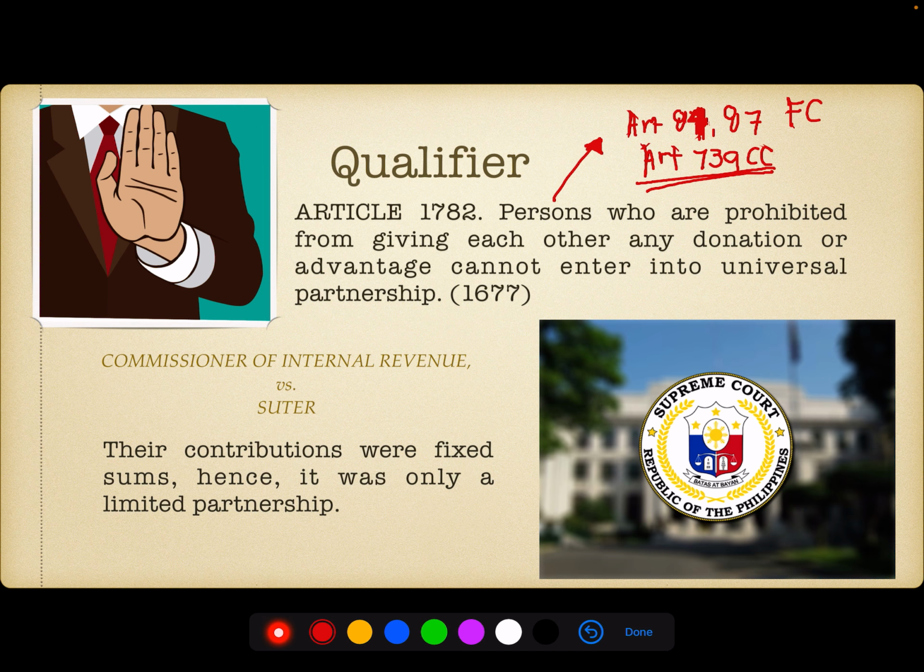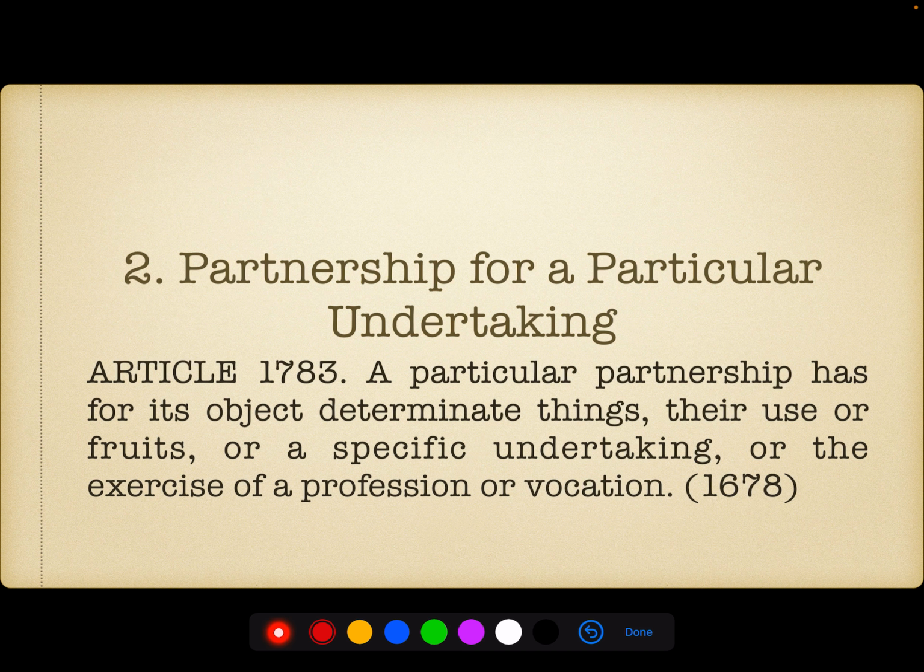Alright, so the second type of partnership, when you consider the object or the subject matter, is the partnership for a particular undertaking. This is the opposite of a universal partnership. This one contemplates a partnership organized for a certain undertaking which, when attained, will cause the termination of the partnership. So under Article 1783, a particular partnership has for its object determinate things, their use or fruits, or a specific undertaking, or the exercise of a profession or vocation.